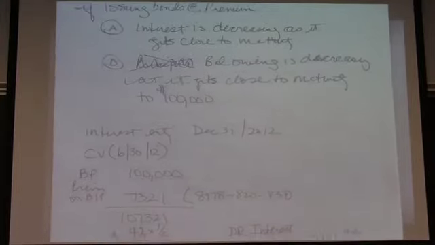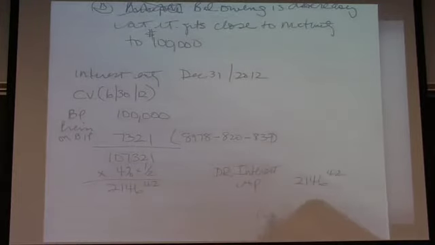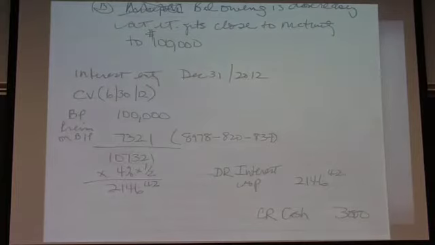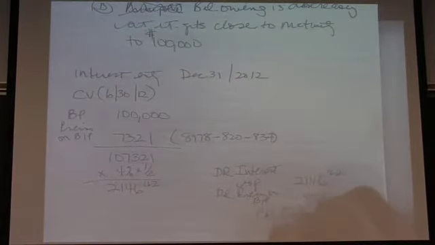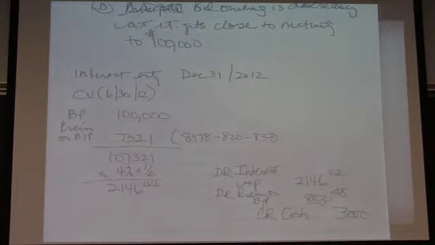2,146.42. Credit cash, 3,000, always 3,000. And the debit premium on BP, bonds payable, is 853.50. This is 48. Okay? That's our June 30th, 2012.